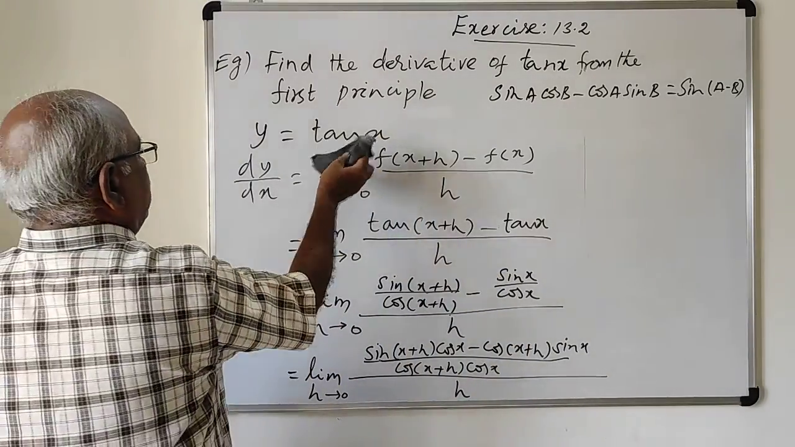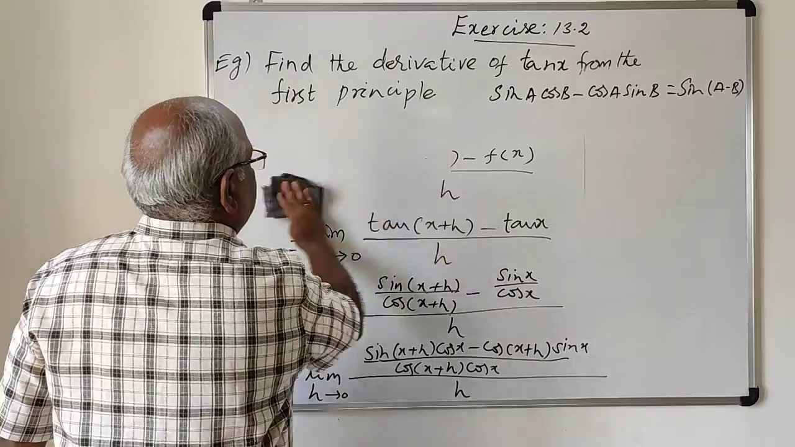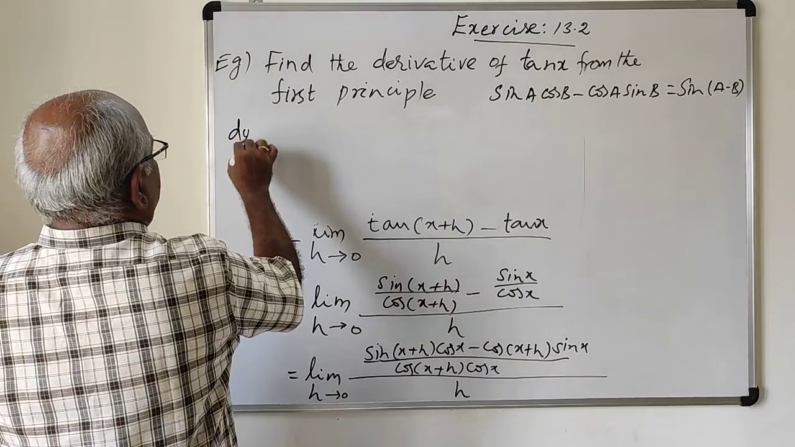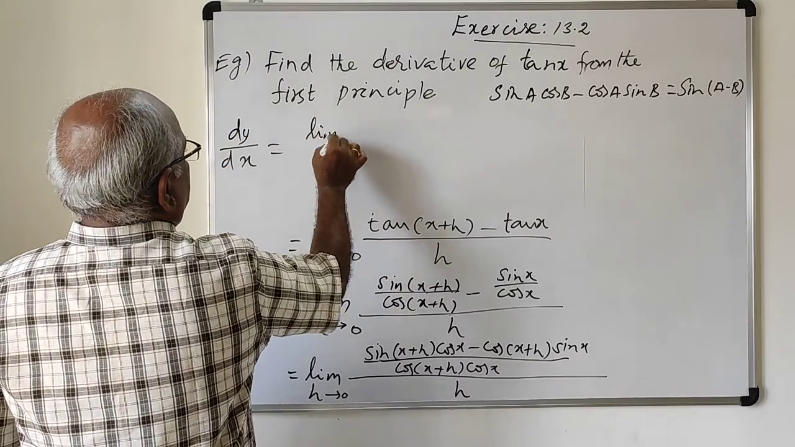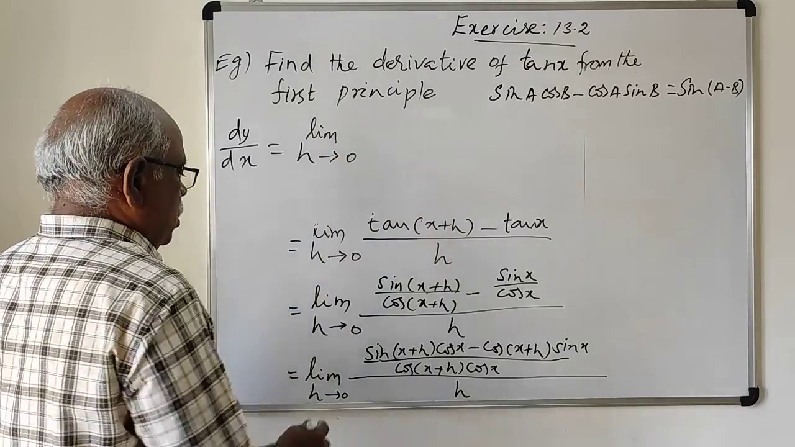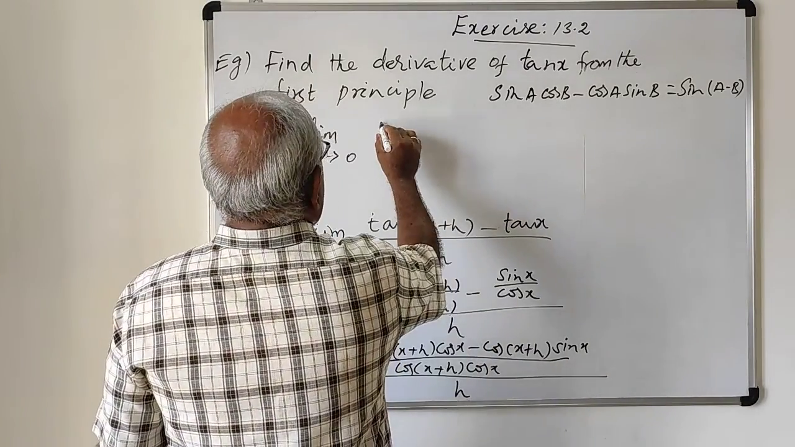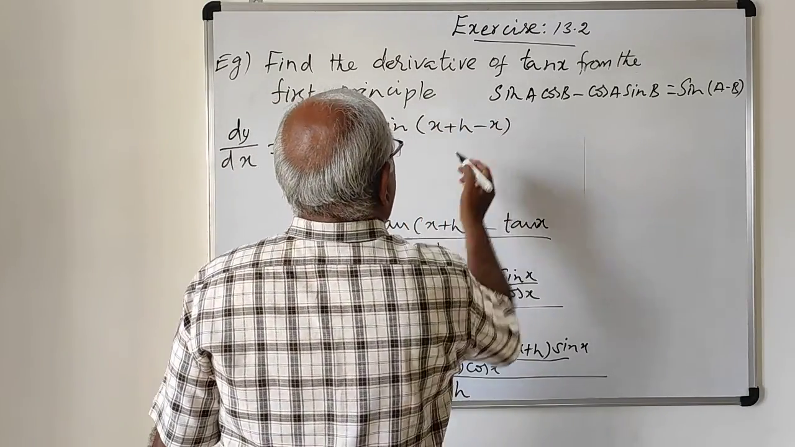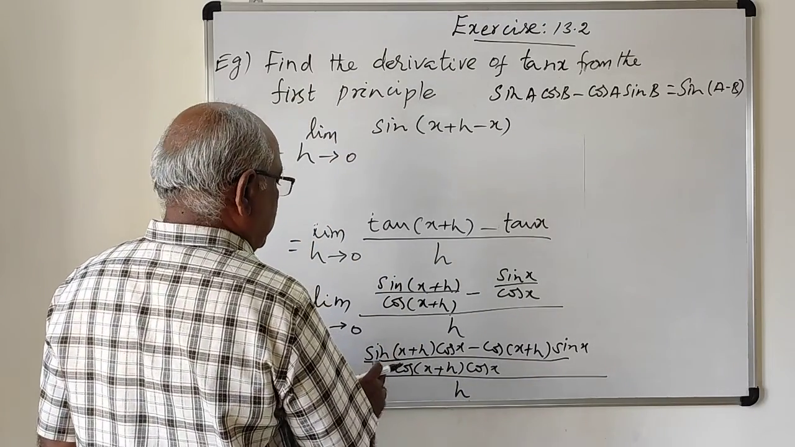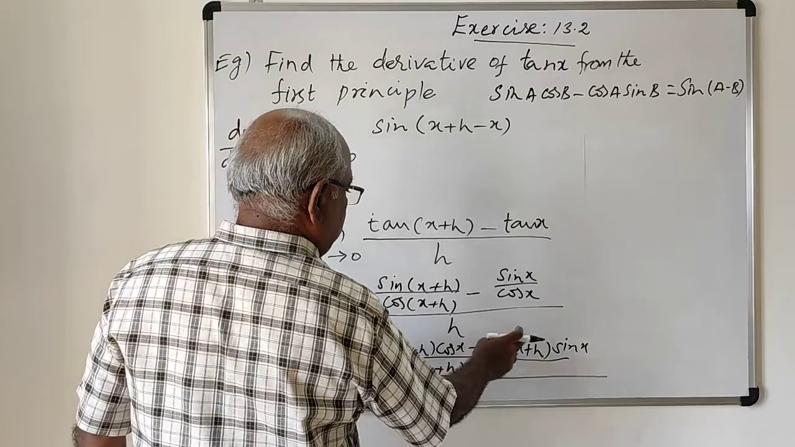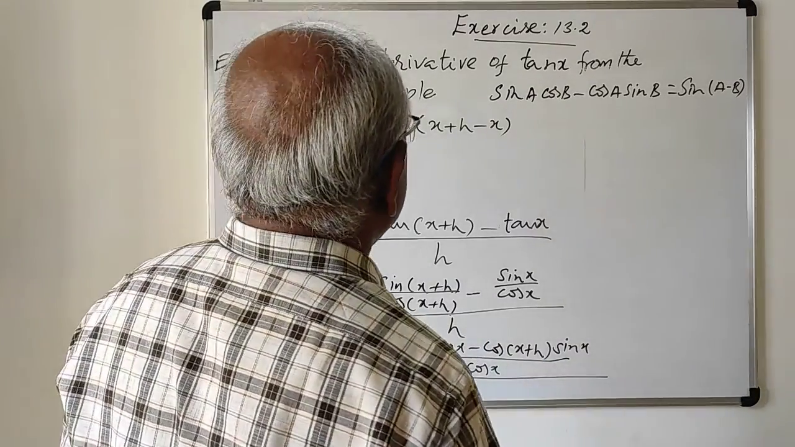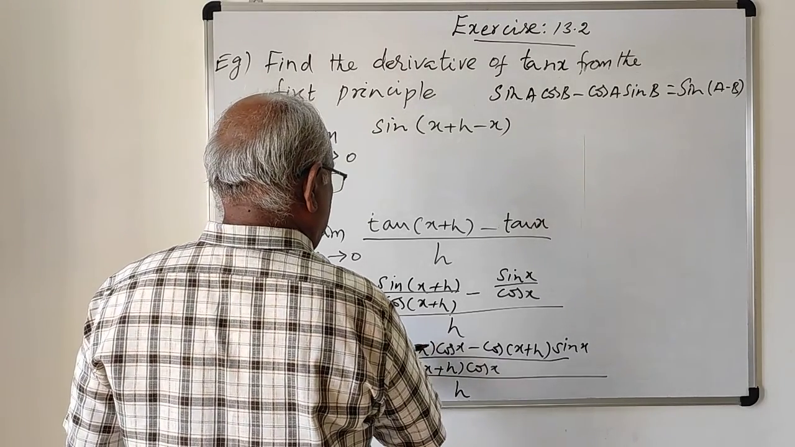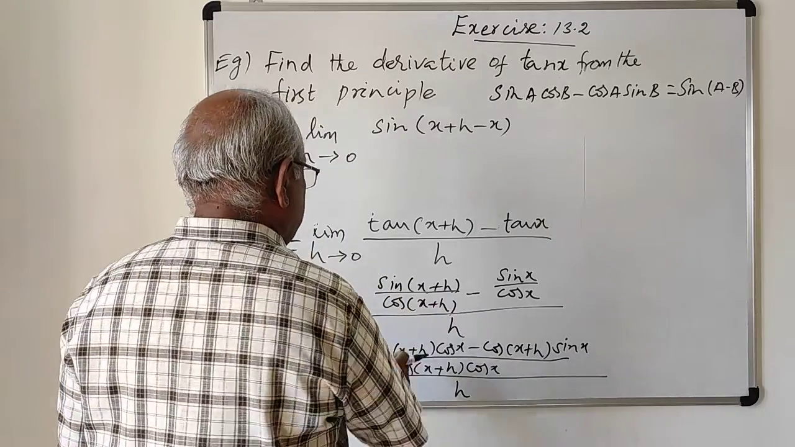I am going to write here the derivative of tan x by using the first principle. This is dy by dx. In the left hand side is limit h tends to 0. Sin a cos b minus cos a sin b is sin(a − b), that is, x plus h is a, x is b. Sin a cos b minus cos a sin b is sin(a − b), so sin(x + h − x), because this is a, this is b.